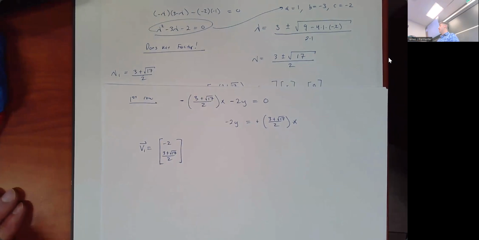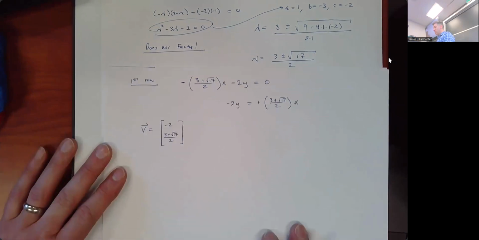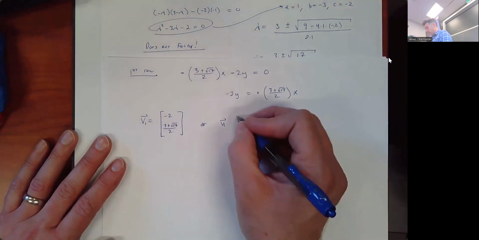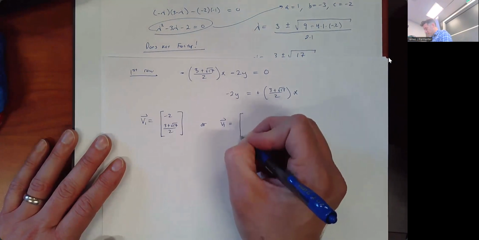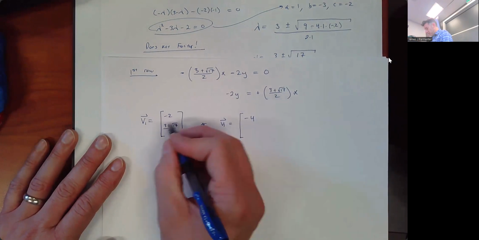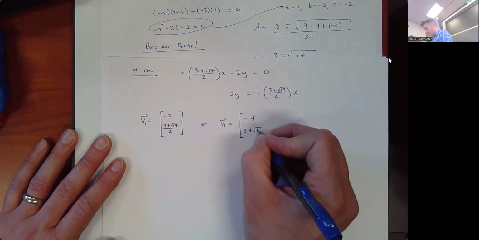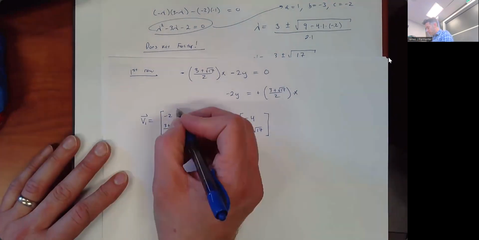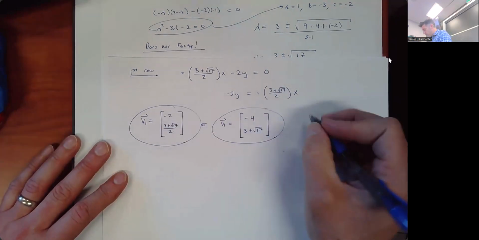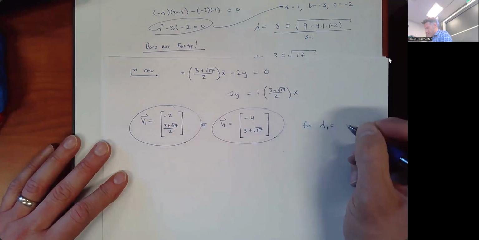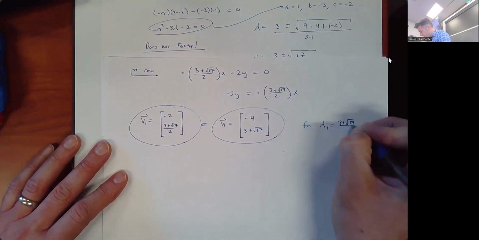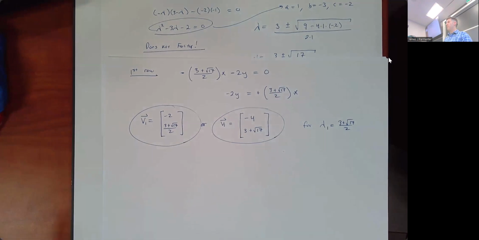And if it were me, I might make a slightly different choice to get rid of at least the fractional part. I might choose my eigenvector to be twice this. So multiply everything times 2. And you get -2 times 2. And all this times 2 is just 3 plus root 17. Sometimes we make that choice to get rid of the fractional part. But either one is totally valid. So this one or this one for lambda 1 equal to, I forgot what it was, 3 plus root 17 over 2. Any questions before we do the other one?